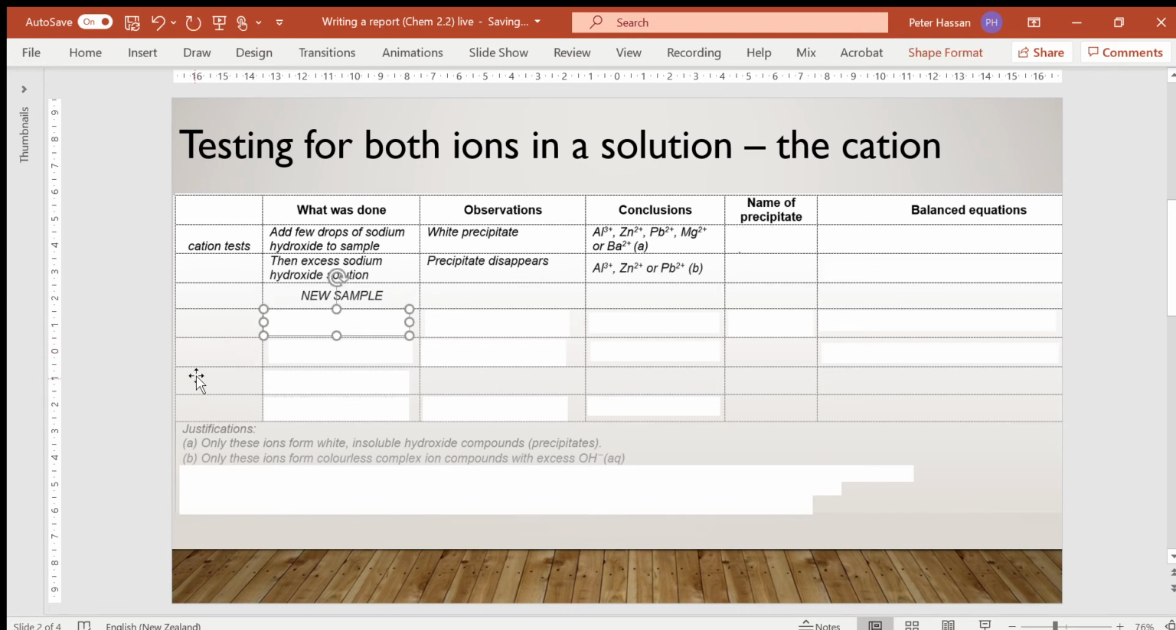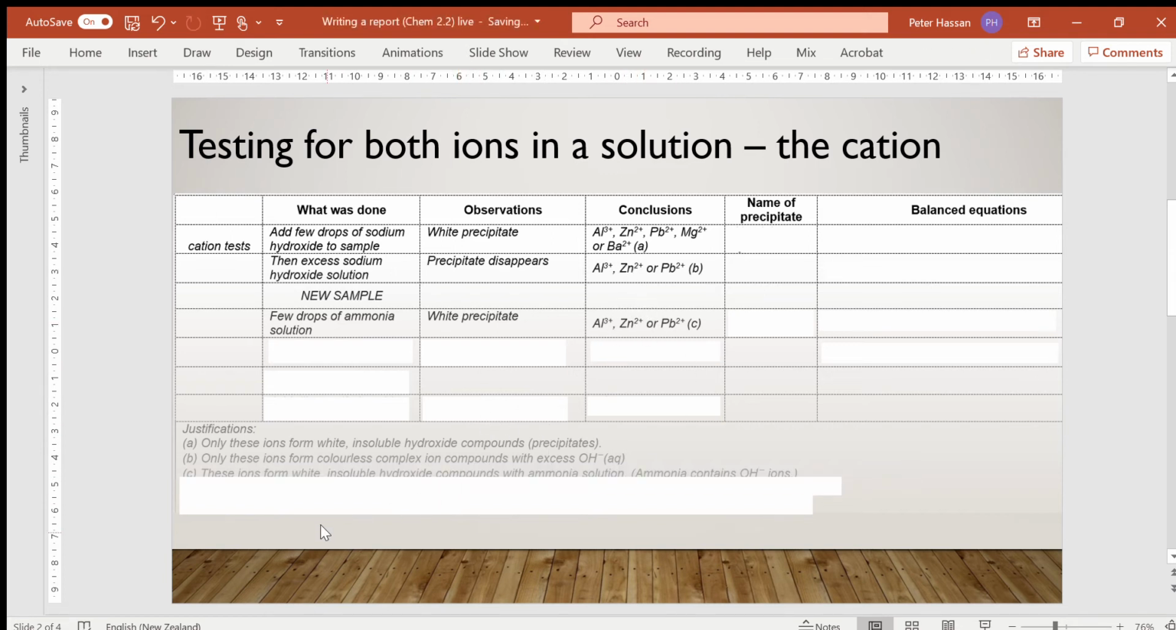The flowchart instructs us to put a few drops of ammonia solution into the sample. Again, we see a white precipitate. That's not surprising because we did get one with sodium hydroxide, and we know that ammonia contains hydroxide, so we're not learning anything at this step. It will be one of those hydroxides again.